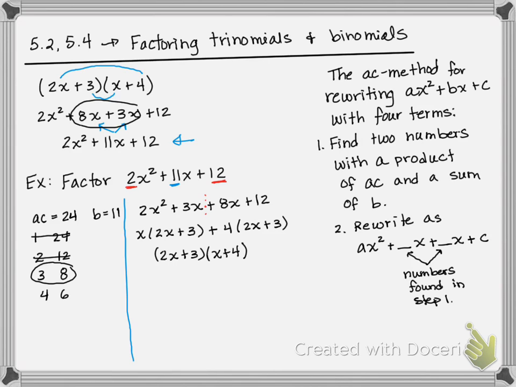Any questions about the process in general? We'll do several more examples here. But so far, so good? Yes. Okay, let's do more.